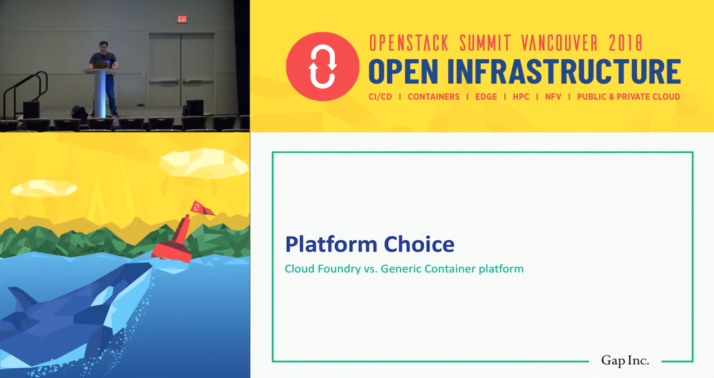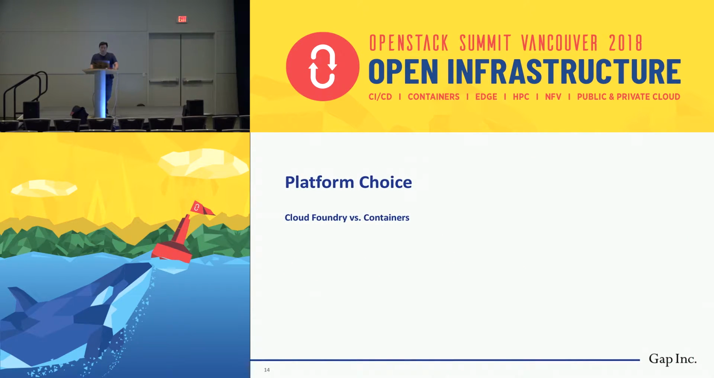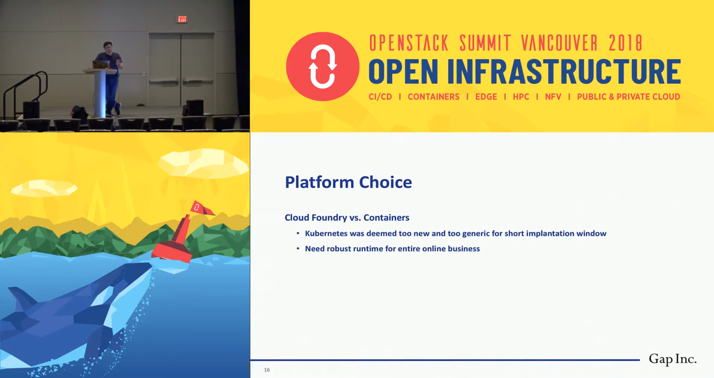So let's talk about Cloud Foundry and why we chose it over maybe a container platform. Now, keep in mind this was a few years ago, so containers were not quite as known. So we deemed right away that Kubernetes was a little bit too new, and we needed to implement something solid right away that we could start using. So it needed to be robust enough for our entire online business, and it needed to include load balancing, scaling, and service integration. And these were key. It had to do all of it.